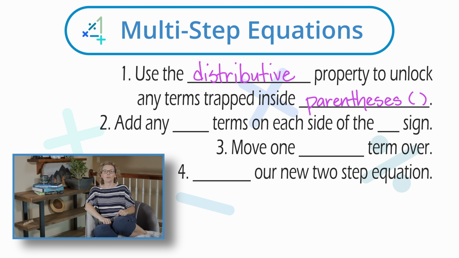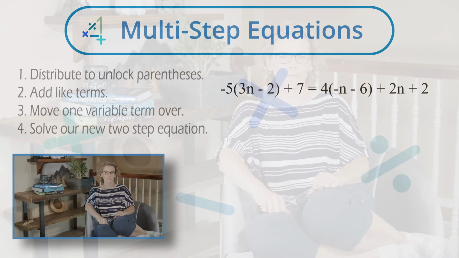Step 2. Next, we will go to each side of the equal sign and add any like terms that we see. Step 3, move one of the variable terms over. And step 4, solve our new two-step equation. Great, we have a recipe for success. Let me make these instructions a little smaller, get them out of the way while we do some awesome math.